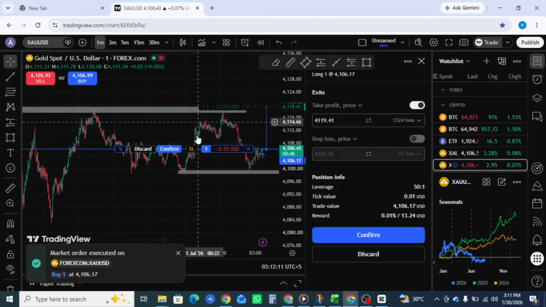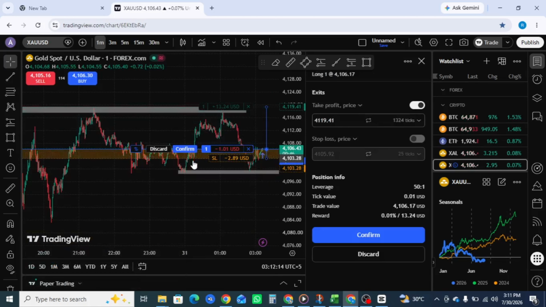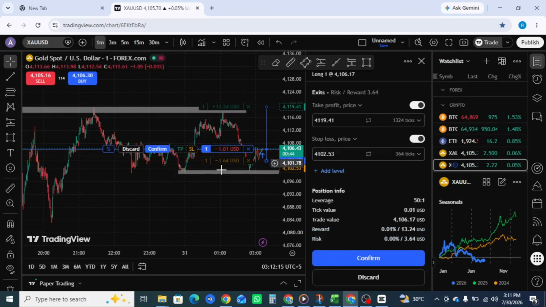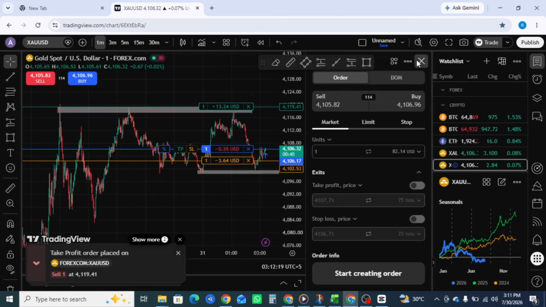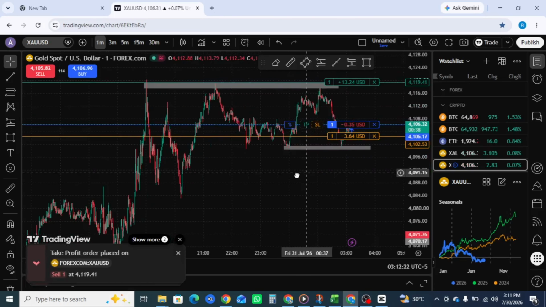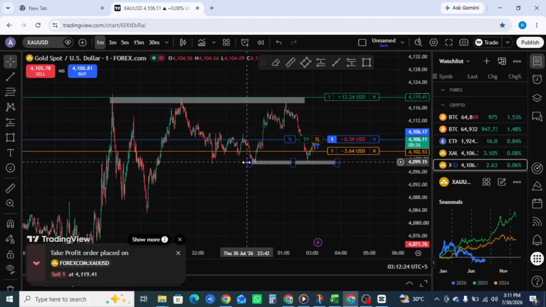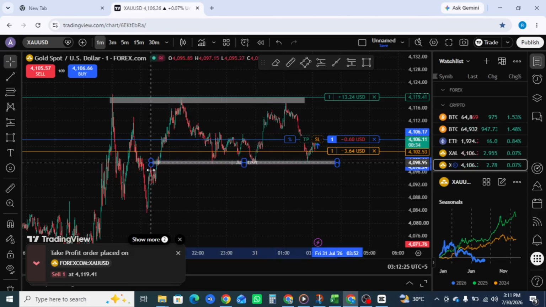Once the range is identified, wait patiently for the price to approach one of the boundaries. If the price reaches support and shows signs of bouncing upward, you can consider a paper buy trade. If the price reaches resistance and begins to move lower, you can consider a paper sell trade.